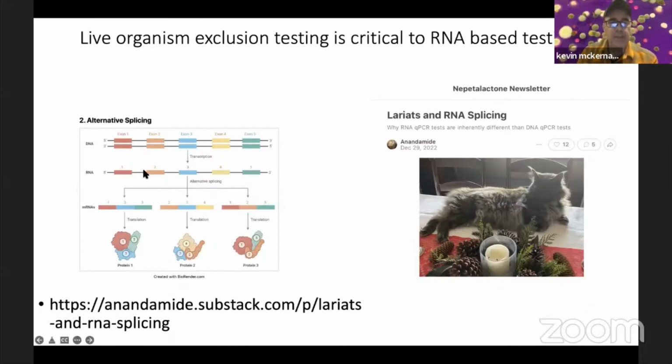The other thing that happens, which I have a Substack on here people can go to read about why this is important, is in the process of excising these pieces, these introns, it sometimes turns those things into circles and inverts some of these exons. So you get circular exons that come out of this that are known as lariats. So predicting what your primers are going to do in this complex mess with just in silico analysis is a little bit of fantasy. This is why we always go after real live organisms to show the test doesn't pick up or crosstalk with other fungi.